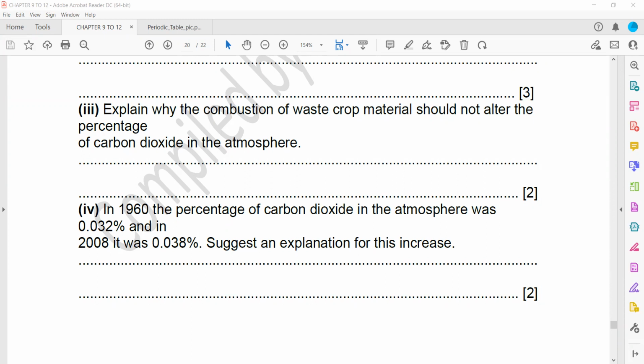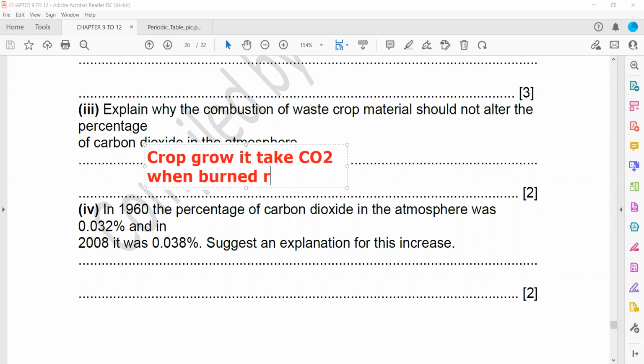So the answer for this one, why the combustion of a waste crop material should not alter the percentage of carbon dioxide in the atmosphere: when the crops grow, they take CO2 from the atmosphere, or remove CO2, and when burned, they release the same amount of carbon dioxide. So the overall change is the same.